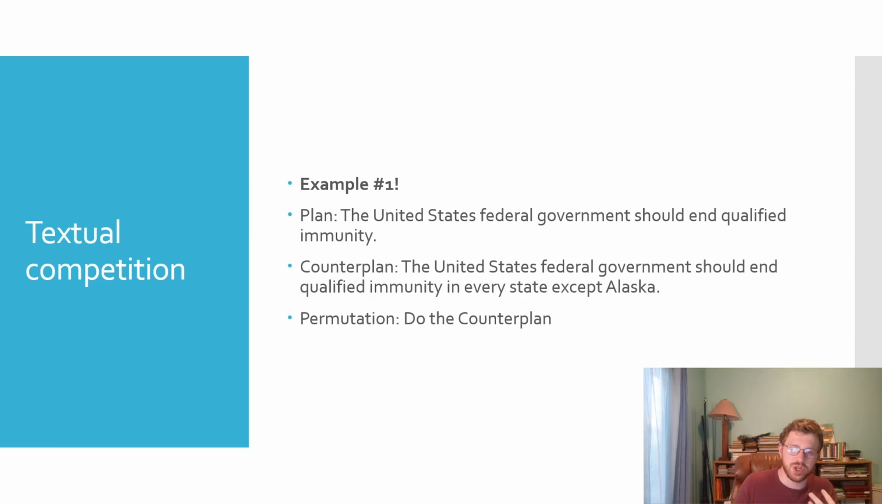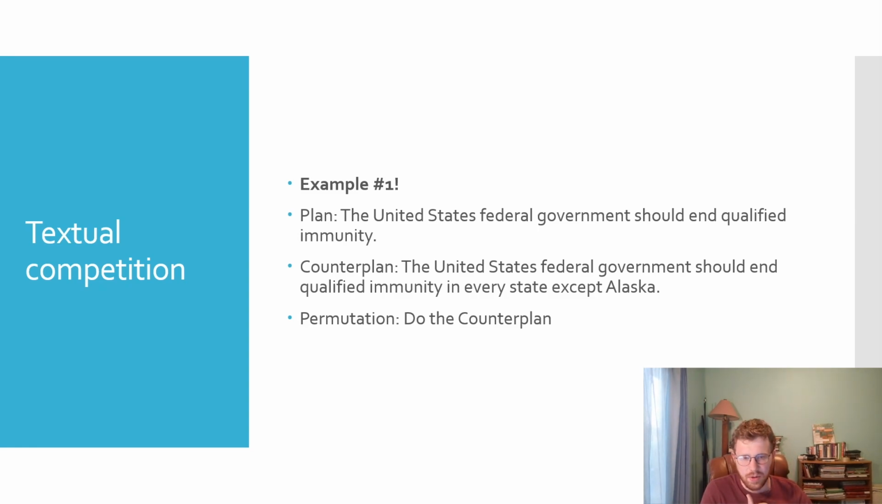A legitimate version of this permutation would be permutation, the United States federal government should end qualified immunity in every state except Alaska. So in that world, we have included all of the words in the counterplan, and we have included all of the words in the plan since the plan text is included within the counterplan text. And that permutation, we're in the clear. But just saying perm to the counterplan is illegitimate.